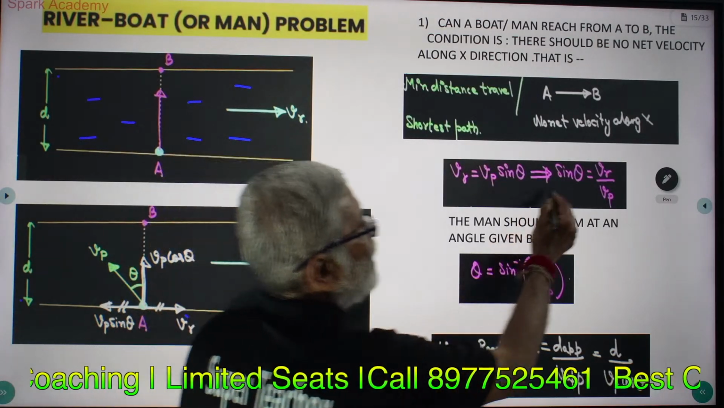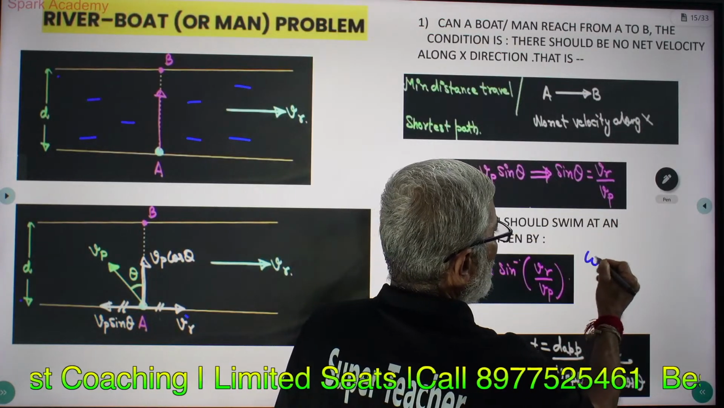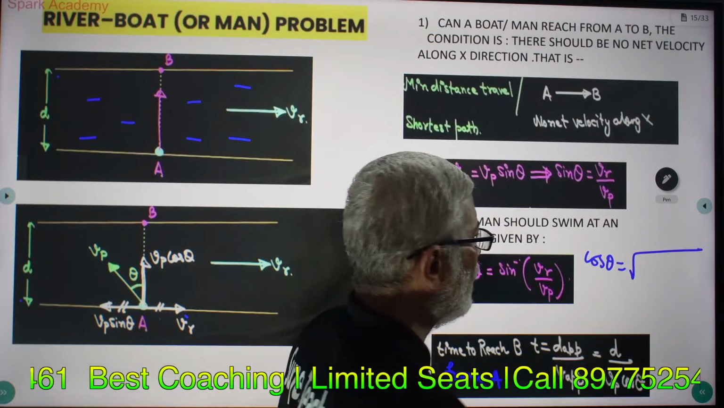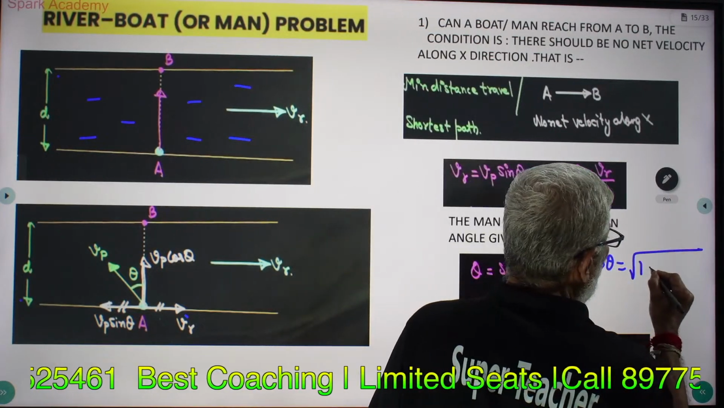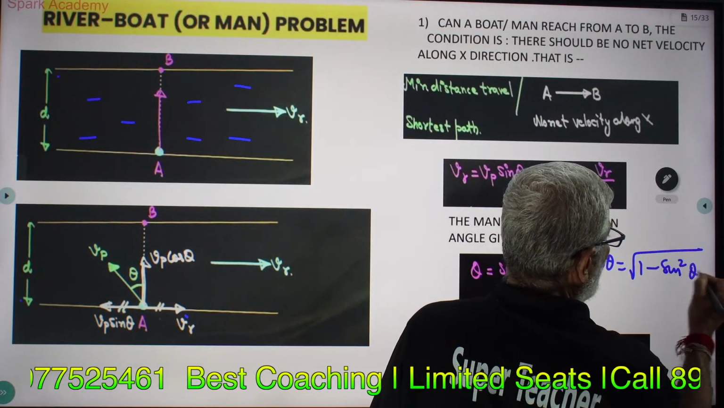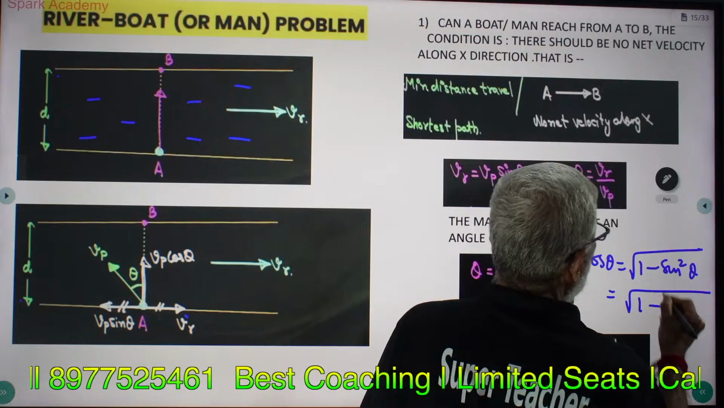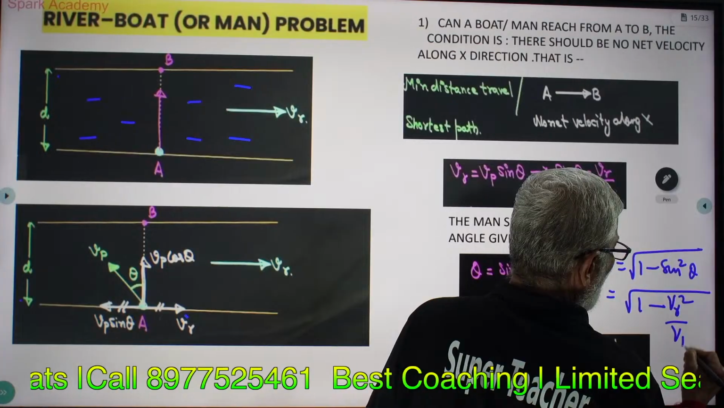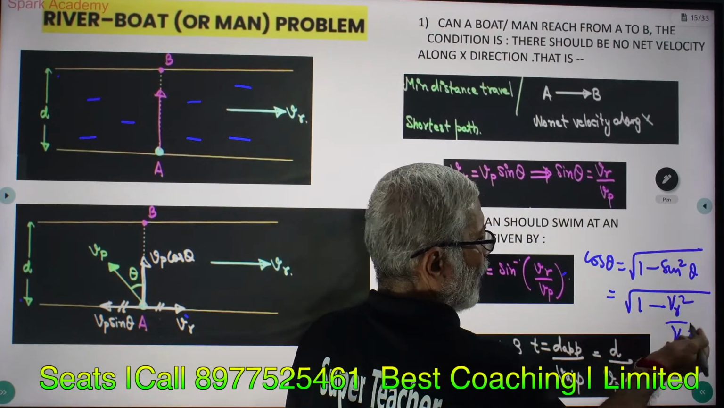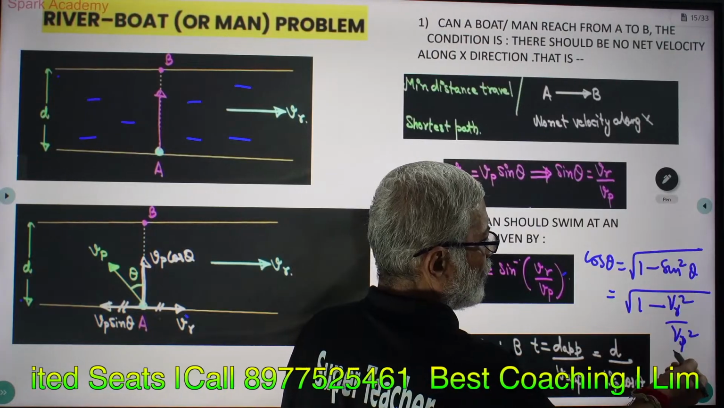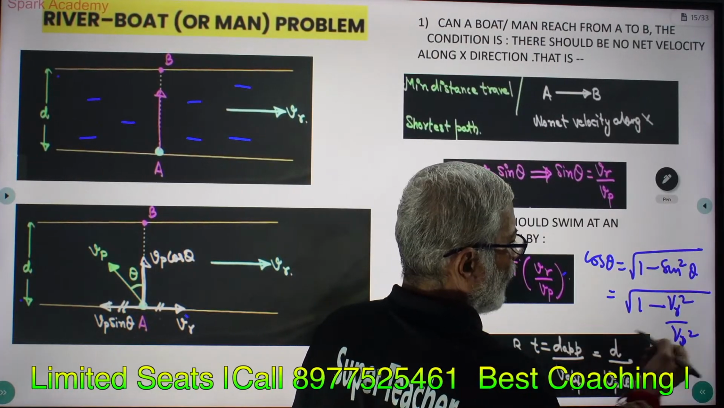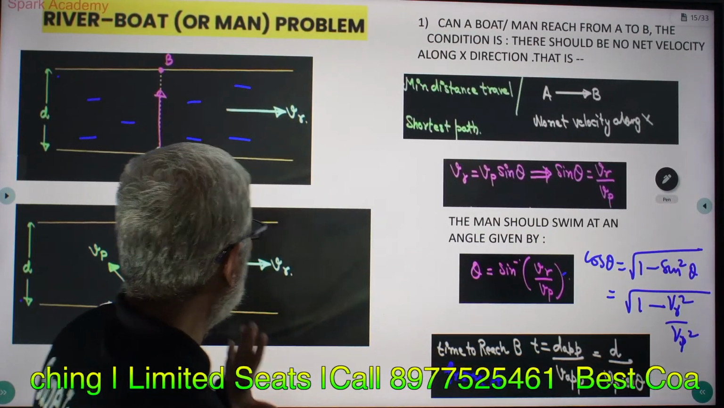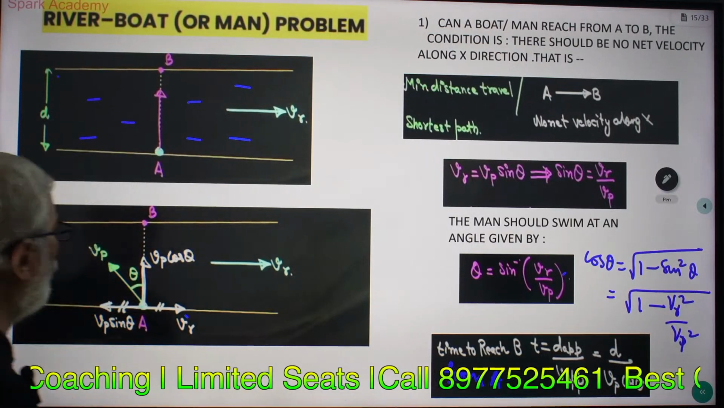So if sin theta is this, you know what cos theta is. Cos theta will be equal to, because sin square theta plus cos square theta is equal to 1, cos theta will be equal to square root of 1 minus sin square theta. So it will be equal to square root of 1 minus Vr square by Vp square. Then, the other part of mathematics: Vp square minus Vr square under the root, Vp square will come outside as Vp. This you can substitute.